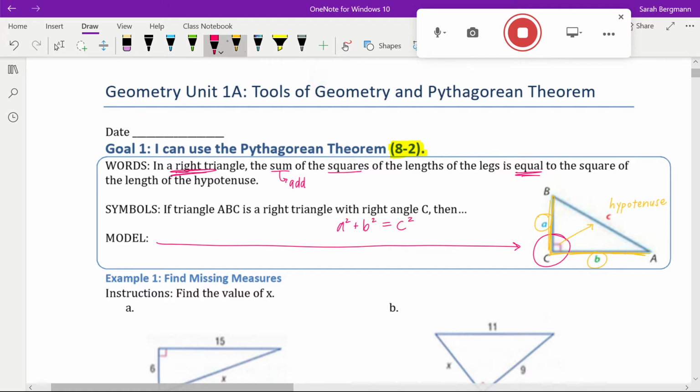What's super important about this is you must know that C squared has to be the hypotenuse. A and B can be switched out. The order of the legs does not matter. However, it has to be equal to the square of the hypotenuse.